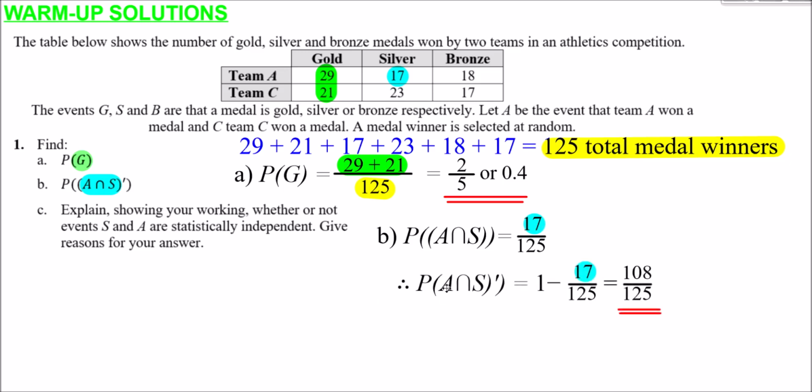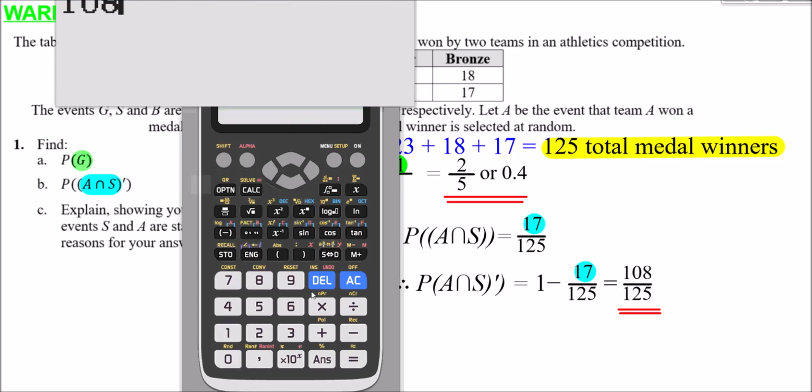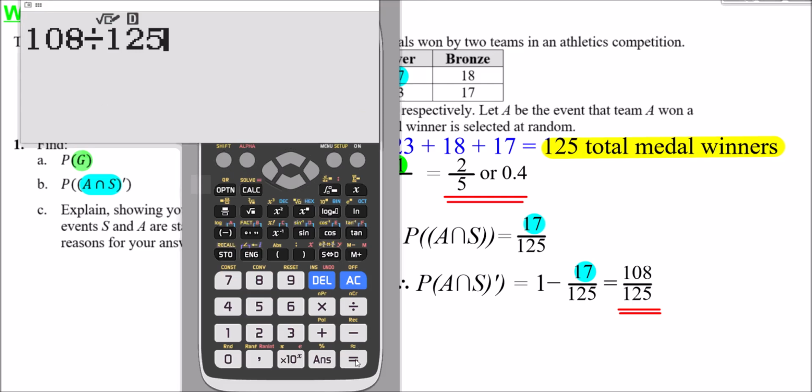Therefore the probability of A intersection S dashed is going to be 1 minus 17 over 125, which gives us 108 over 125. If you want to, you can do this as a decimal, so you can see this here, 108 over 125. You could have put 0.864 as well. That would have been fine too.